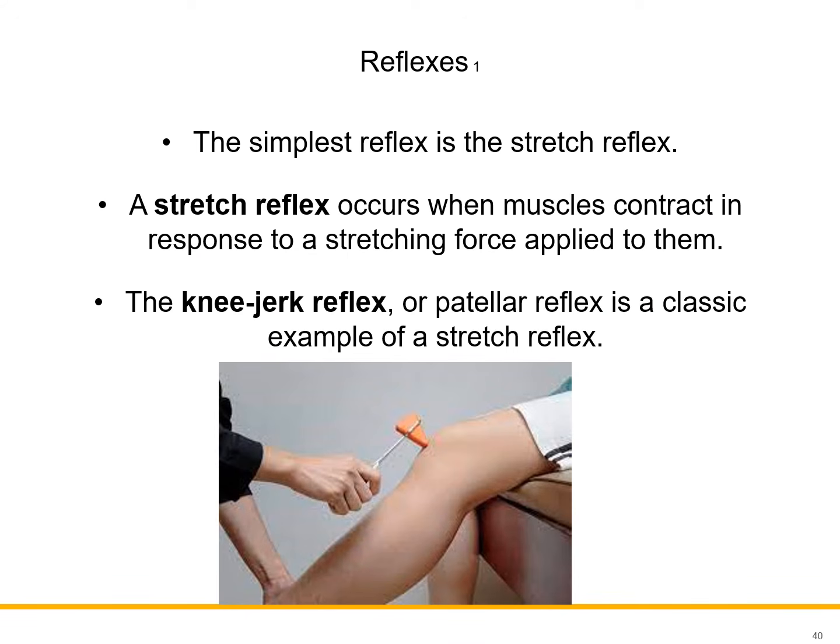The stretch reflex is when the muscles contract in response to a stretching force. So may nag-stretch daw po dun sa muscle, that's why it's reacting. That's the stretch reflex. The knee-jerk reflex is an example of a stretch reflex. So basically, a medical professional would lightly hit a person's patella or knee bone with a reflex hammer, which looks like this, no? And then they would observe how the person would react.